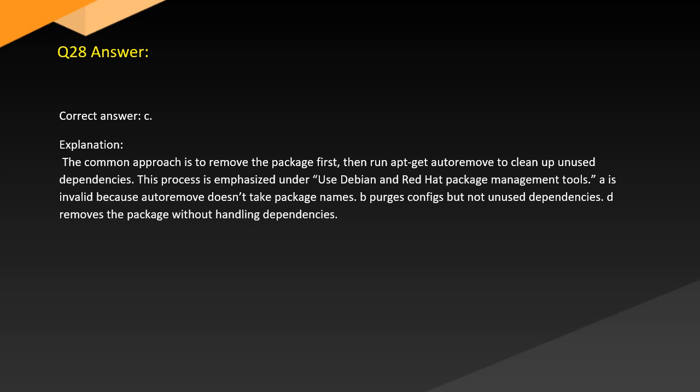Answer. Correct answer C. Explanation. The common approach is to remove the package first, then run apt-get autoremove to clean up unused dependencies. This process is emphasized under use Debian and Red Hat package management tools. A is invalid because autoremove doesn't take package names. B purges configs, but not unused dependencies. D removes the package without handling dependencies.